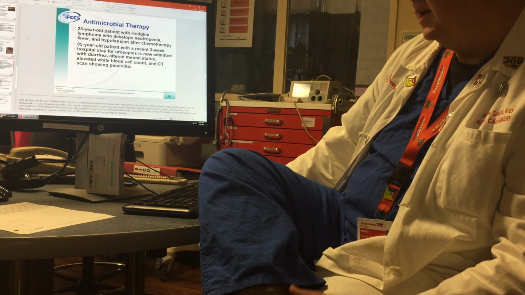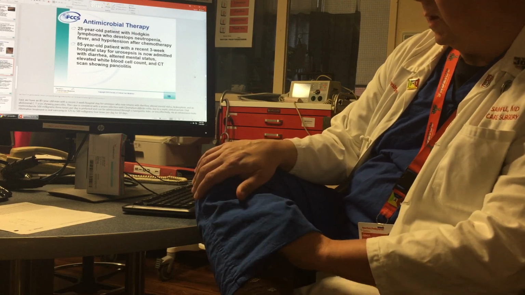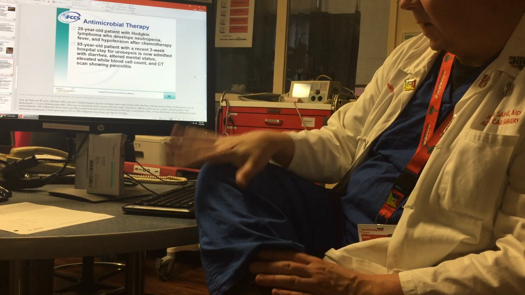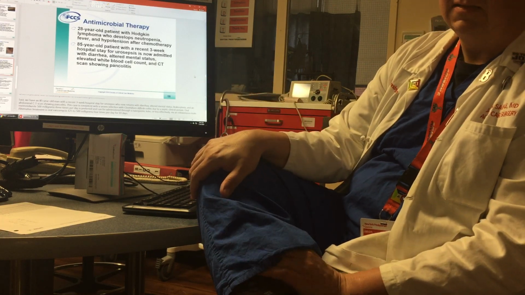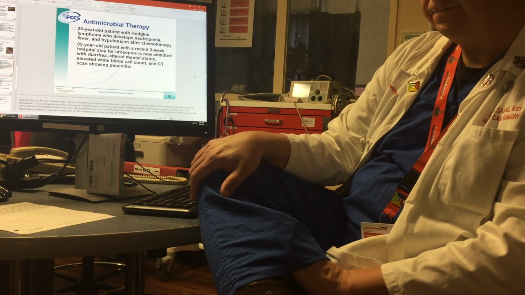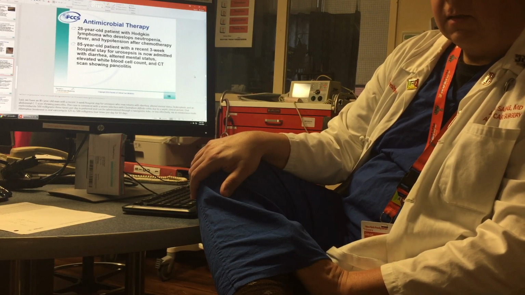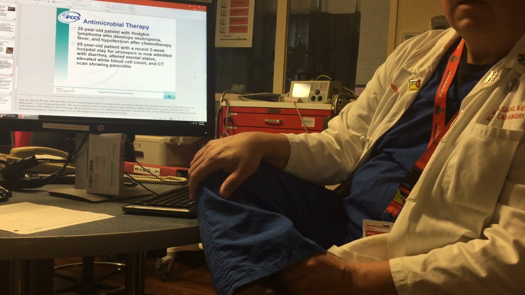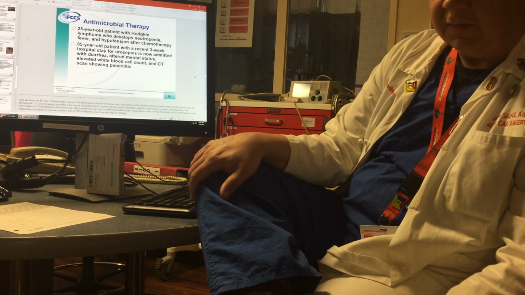And the last patient is the 85-year-old patient with a recent 3-week hospital stay for urosepsis, now with diarrhea, altered mental status, white cell count, and CT showing pancolitis. So what particular infection do we worry about in this case? Think about it. Diarrhea, recently treated with antibiotics. Pseudomembranous colitis and C. diff, that's right.